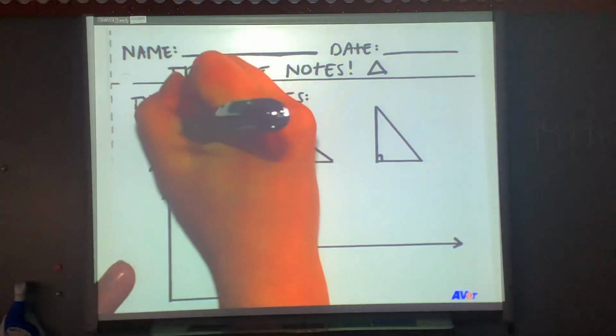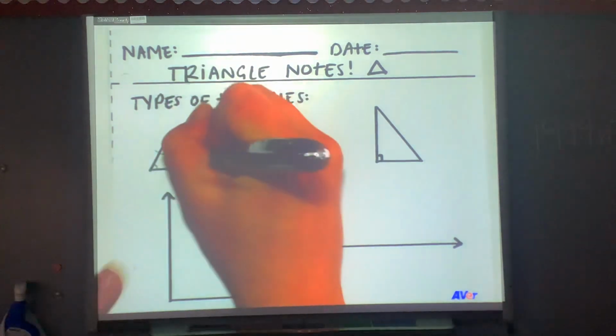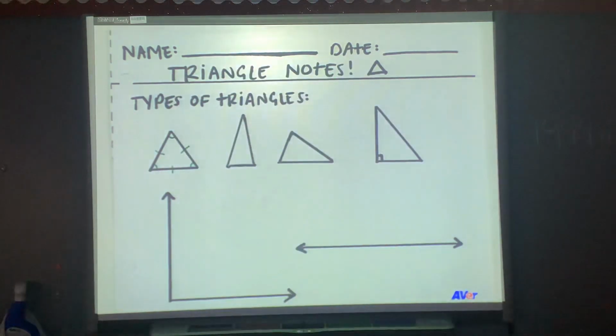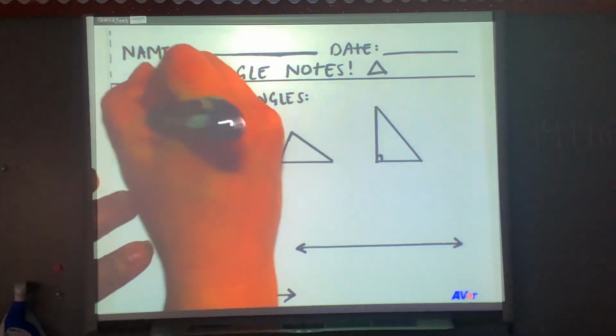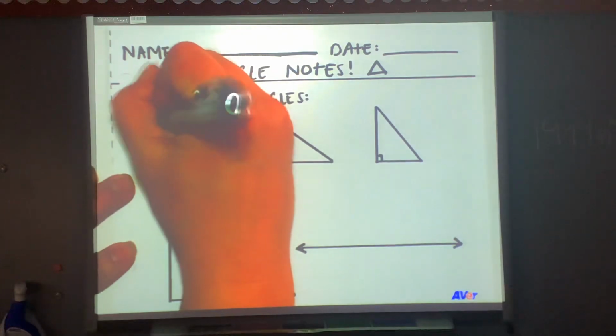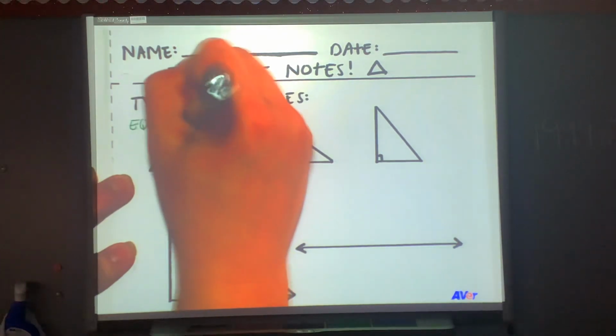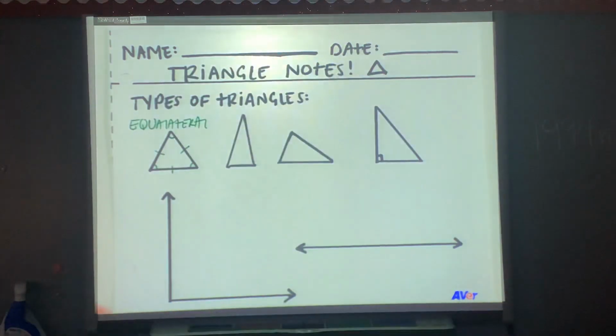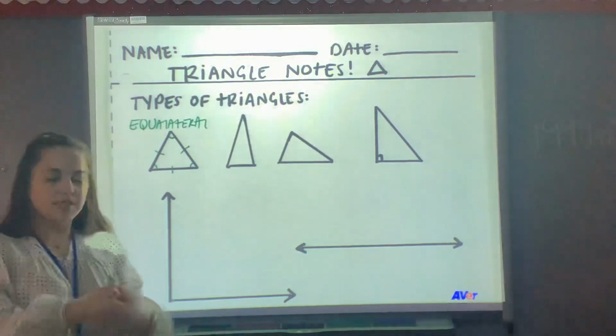If the sides are the same, the angles will be the same. And whenever the angles are the same, they each get one little indication of one line saying that they're all the same size. Now let's talk about the name of this. This triangle is called an equilateral triangle. Equilateral triangle.